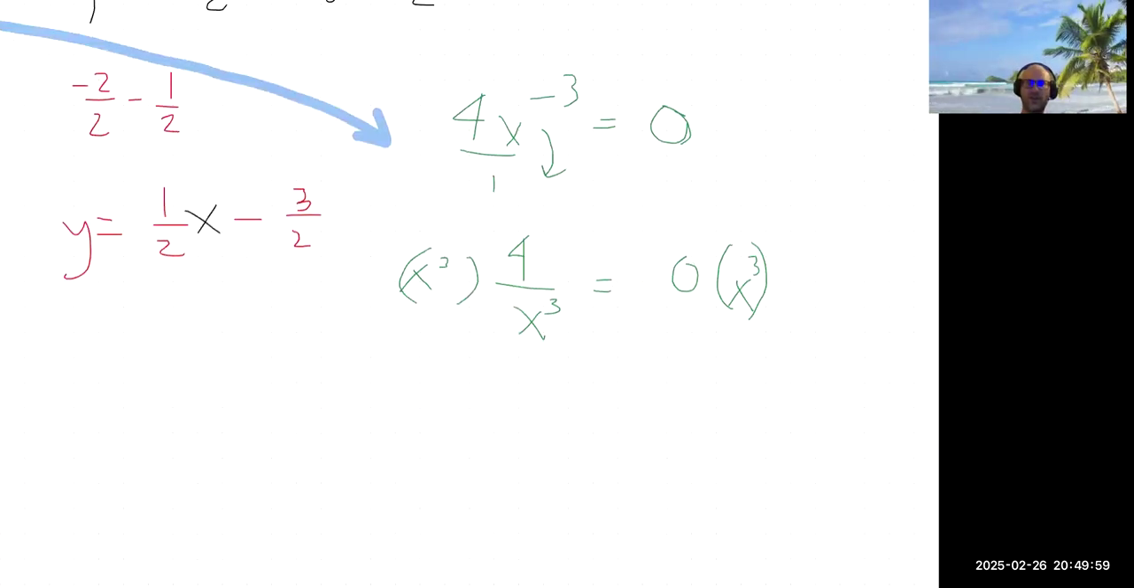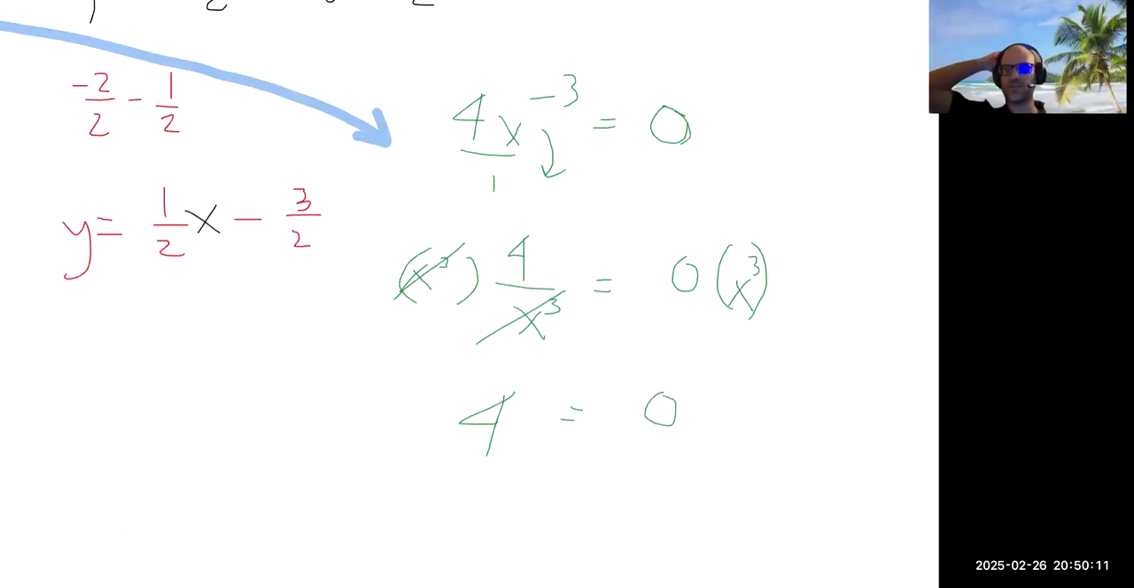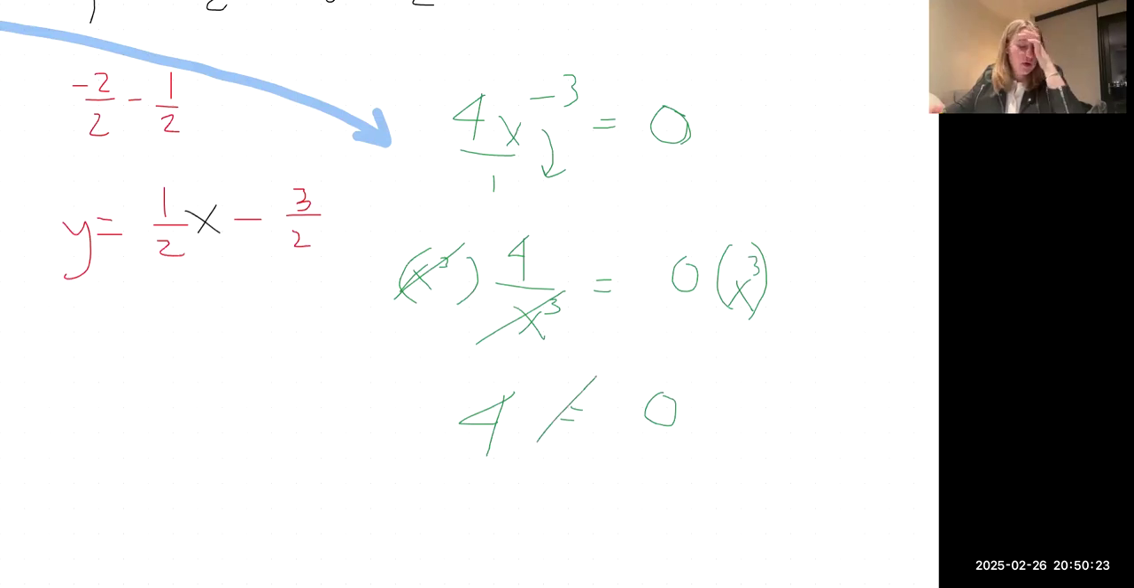it cancels out here, it cancels out here, and I get 4 equals, what is 0 times anything? 0. The only exception to that is infinity, which is indeterminate. 0 times infinity is indeterminate. But 0 times anything else, 0 wins. So now we have the equation 4 equals 0, which is false. So that's why he's saying the tangent line is never horizontal. There is no place where it is horizontal. Okay, cool.